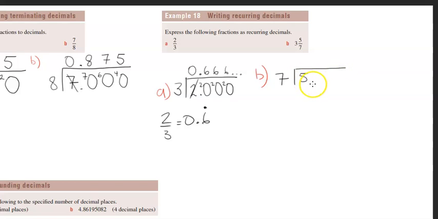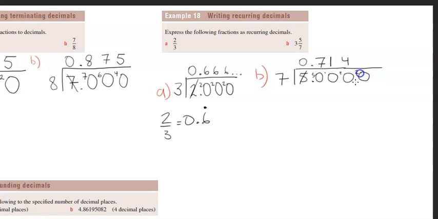And you know there's a point here, so 7 into 5, can't do. 7 into 50, 7, 14, 21, 28, 35, 42, 49, that is 7 with 1 remainder. 7 into 10 is 1 with 3 remainder. 7 into 30, 7, 14, 21, 28, that is 4 with 2 remainder.